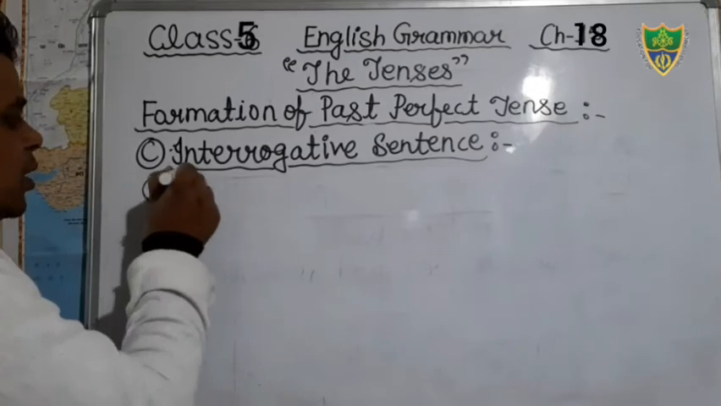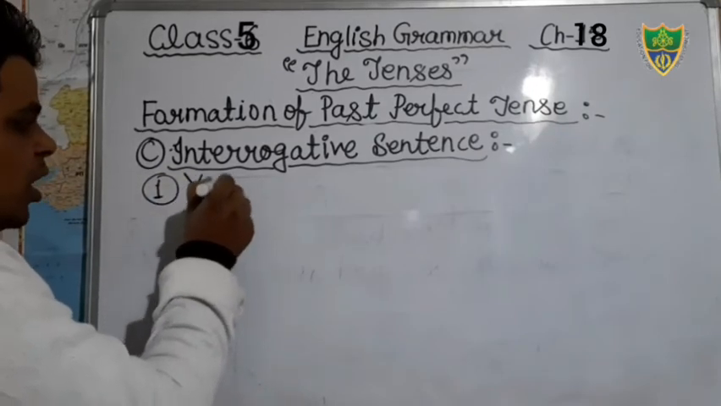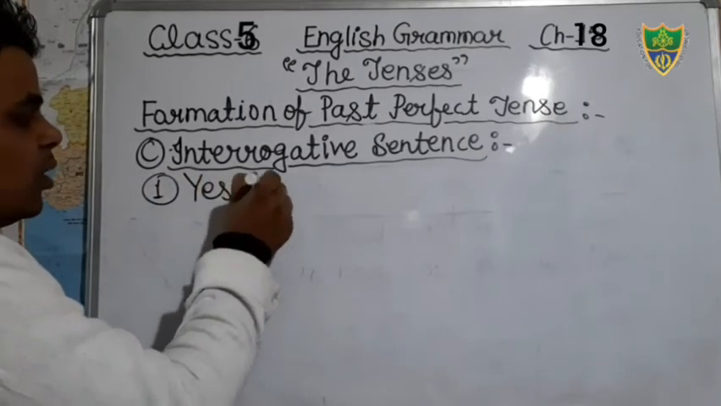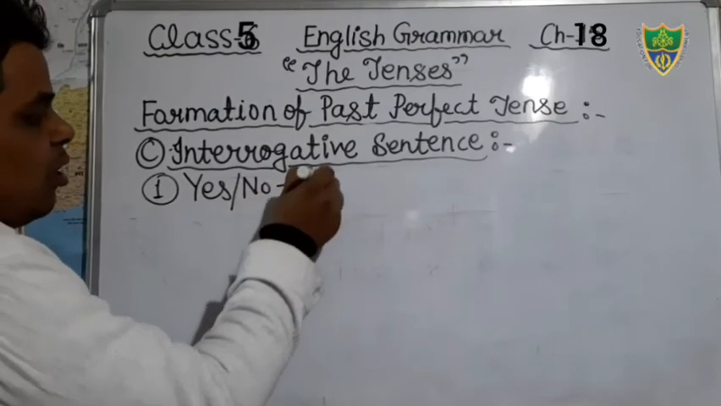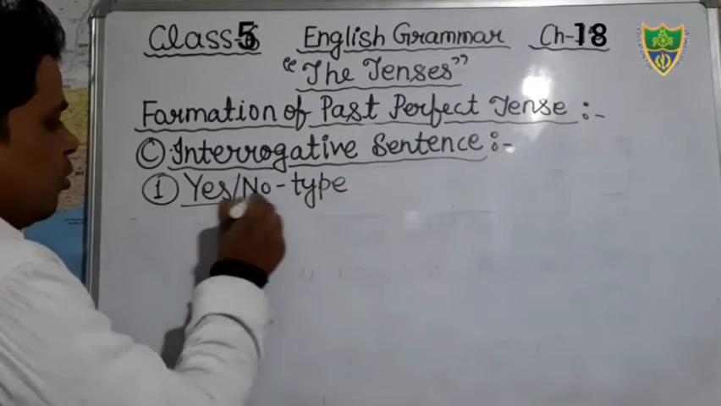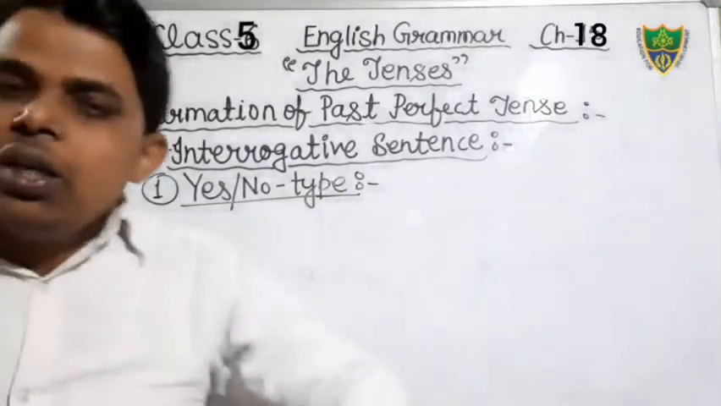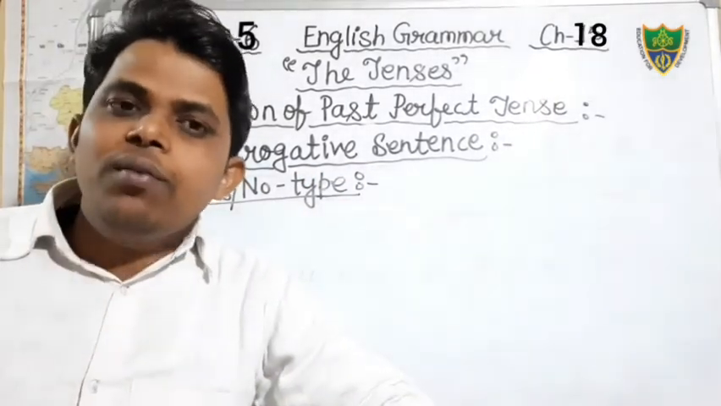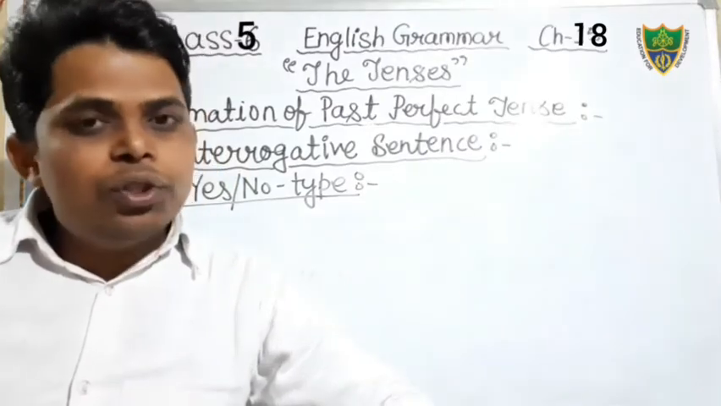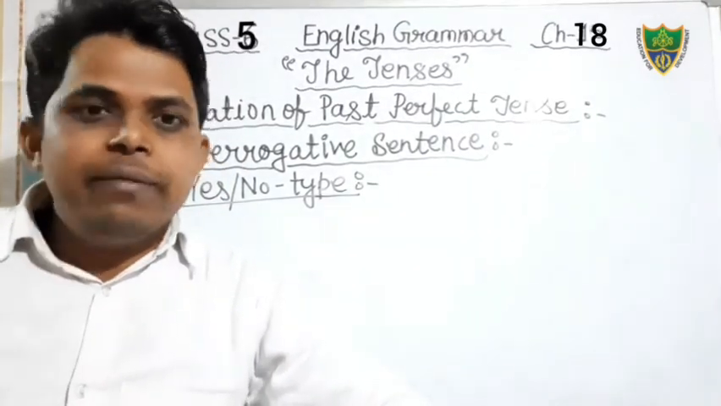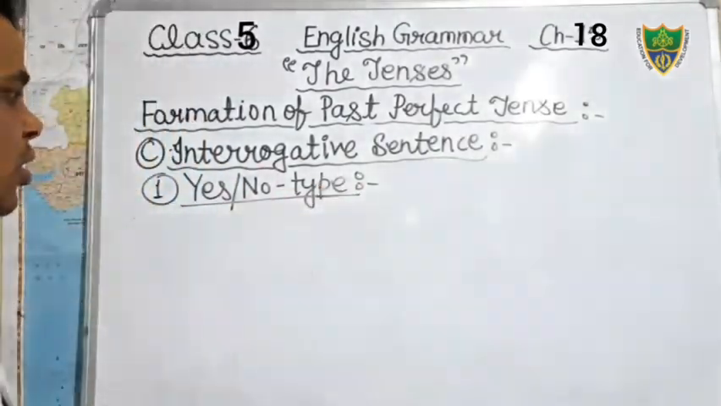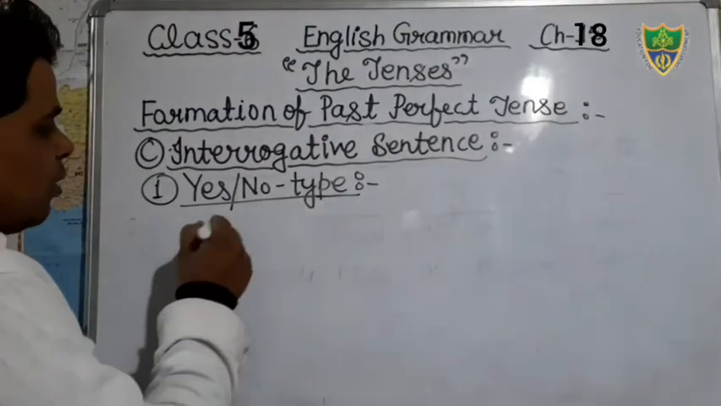First of all, we will discuss the yes/no type. Its answer can be given in one word, and it always starts with the helping verb. You all have read what is meant by yes/no type interrogative sentence. It always starts with the helping verb, ends with the question mark, and its answer can be given in one word. So just see here, what would be the structure of it?